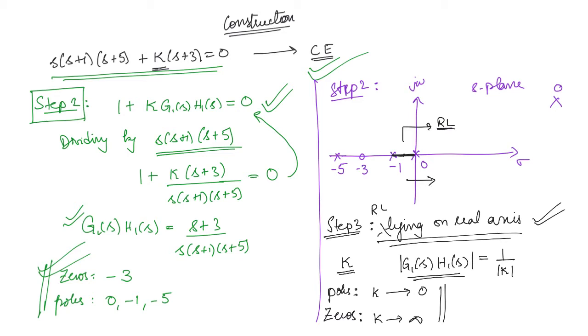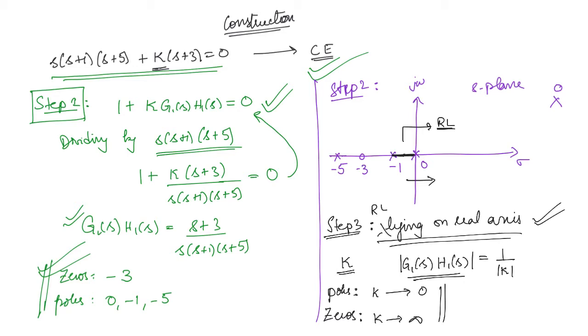Similarly, if you take any point between -3 and -1, then what will happen? To the right of it, you will have two poles. 2 is an even number, so this point will not lie on the root locus.